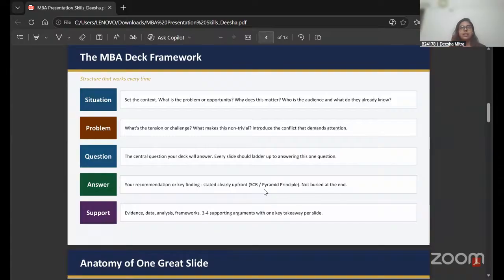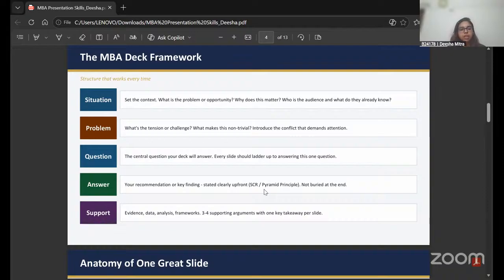Once that is done and we are halfway through, now we start answering the question. And how do we do that? We start talking about the solutions. We start talking about the recommendations. Like how is the client going to solve this problem? How is the client going to give an answer to the question that they have? So here you talk about the solutions.